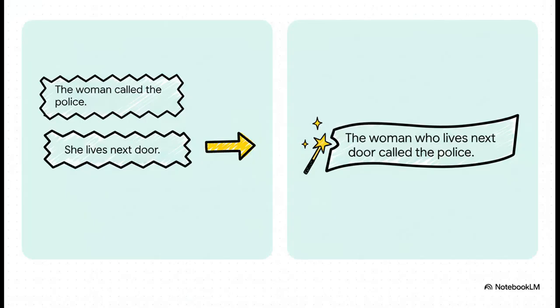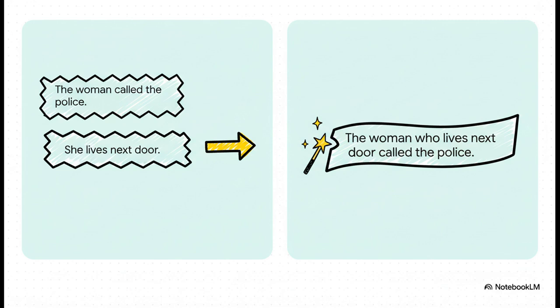Okay, check out the difference here. On the left, you've got: the woman called the police. She lives next door. I mean, it's fine, but they're separate ideas. Now look at the right. The woman who lives next door called the police. See that? One smooth, elegant sentence. It just flows so much better, right?